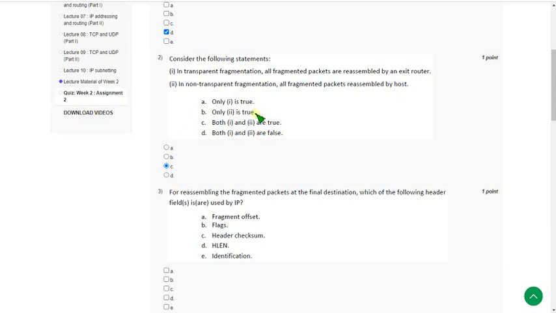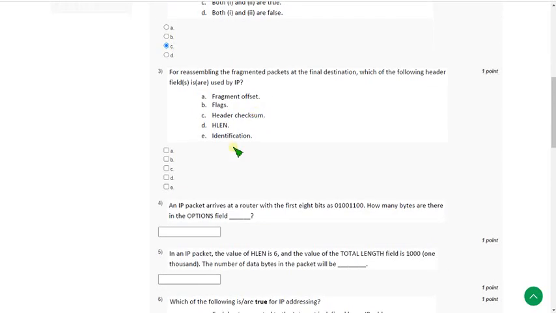Moving on to third question. For reassembling the fragmented packets at the final destination, which of the following header fields is used by IP? Actually, here there are three probable answers. The first one is option A, fragment offset. And the next one is flags. And the last one is identification. So mark option A, option B and option E as correct answers for third question.